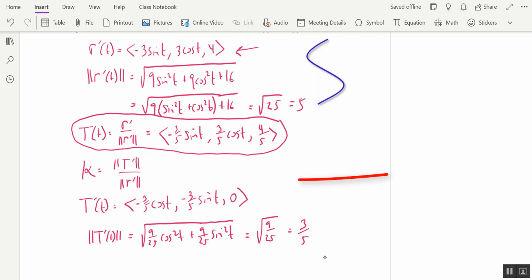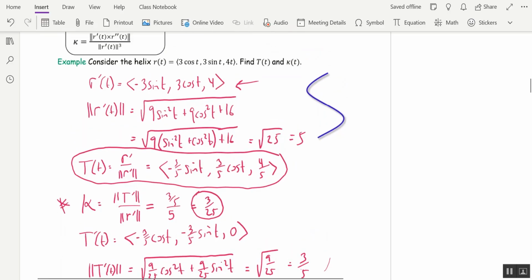And so now kappa, moving back up here, we've got the length of T prime, that's 3/5. And we want to divide by the length of r prime, that was 5. And so that's 3 over 25. So that's the curvature. Notice the curvature is constant. It doesn't depend on t.